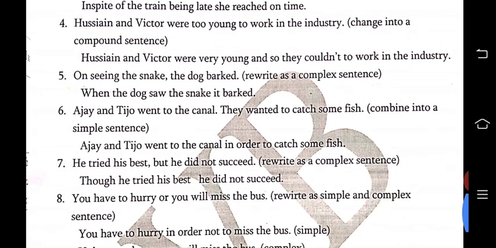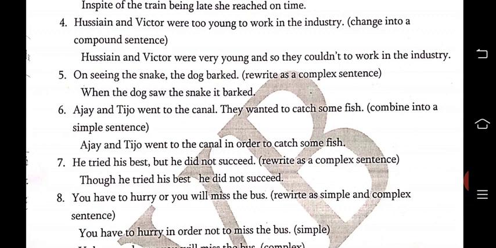Hussein and Victor were too young to. So this comes under to factor. Okay, change into compound sentences. So simple means "to", complex means "so that", and compound means "very" and "so". So Hussein and Victor were very young, and so they could not work in the industry.